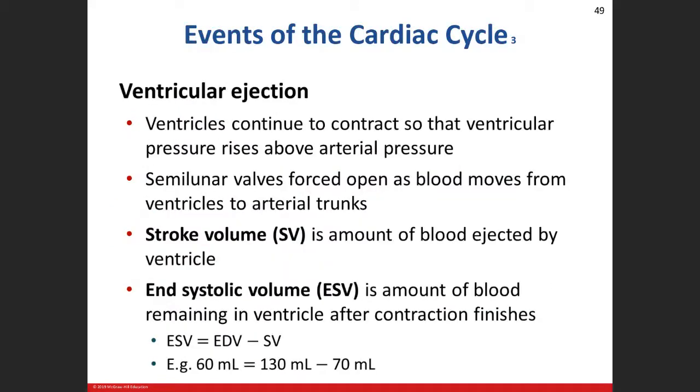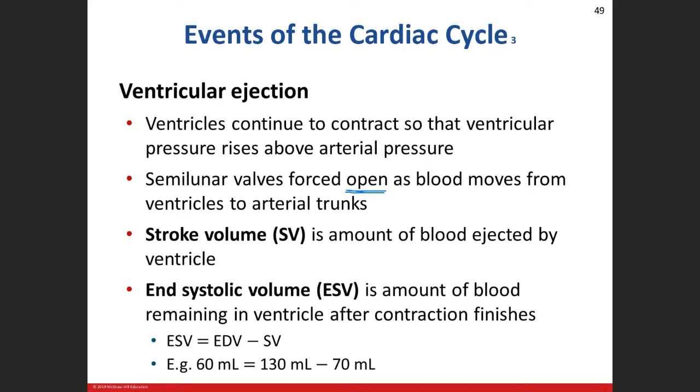The next phase is, look at the name, ventricular ejection. We know exactly what happens here. The heart is contracted and it's going to push blood out of the ventricles. So if it's pushing blood out of the ventricles, that means the semilunar valves have opened up. That also means the pressure in the ventricles is greater than the pressure in the arterial trunk, which is the pulmonary trunk and the aorta. So that's what we see here.